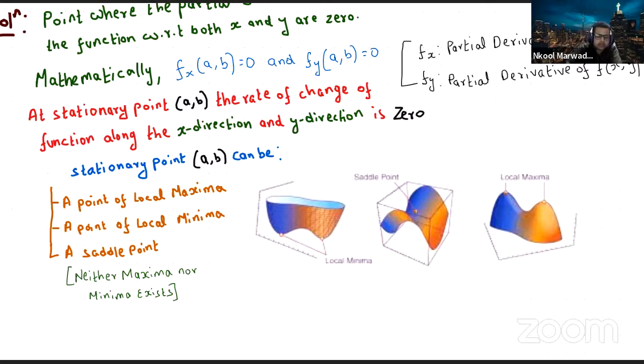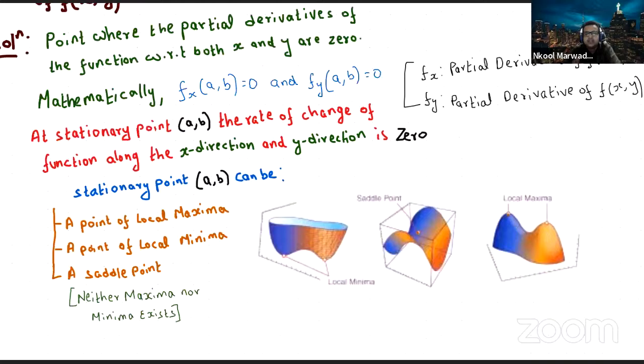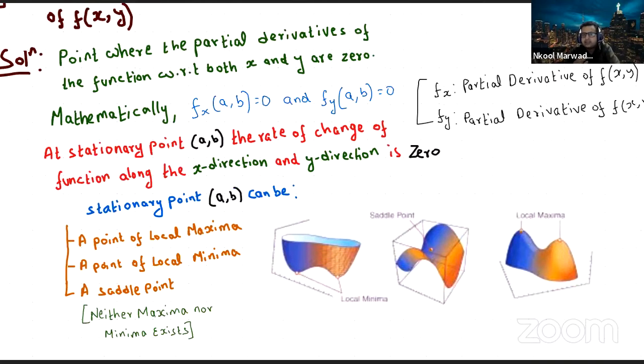So now we got an idea. Once again, if we look at stationary points, what are they? Stationary points are those points at which there is no change, along the x direction and the y direction also. It means that the partial derivative with respect to x at that point is zero, and the partial derivative of the function with respect to y at this point is zero. So a stationary point can be either a point of local maxima, local minima, or a saddle point.